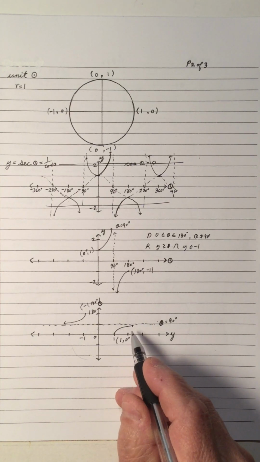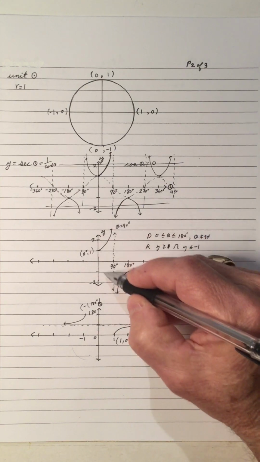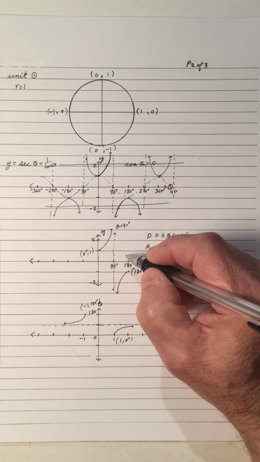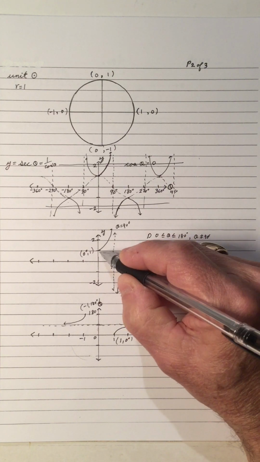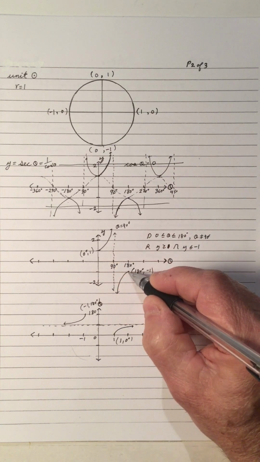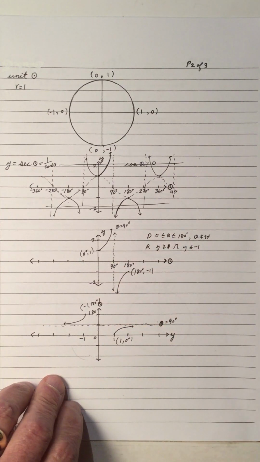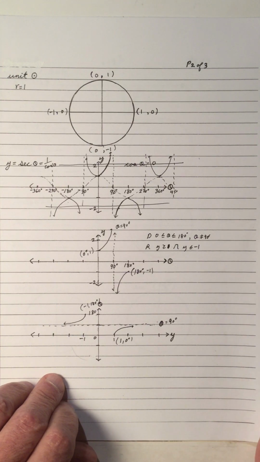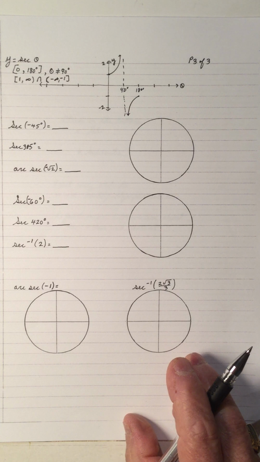And there's the graph of its inverse. Again, repeat, I look at this, it's from 0 to 180. It's a restriction. And it's got to be greater than 1 and less than negative 1. So keep that in mind. And let's continue now and look at the secant graph.